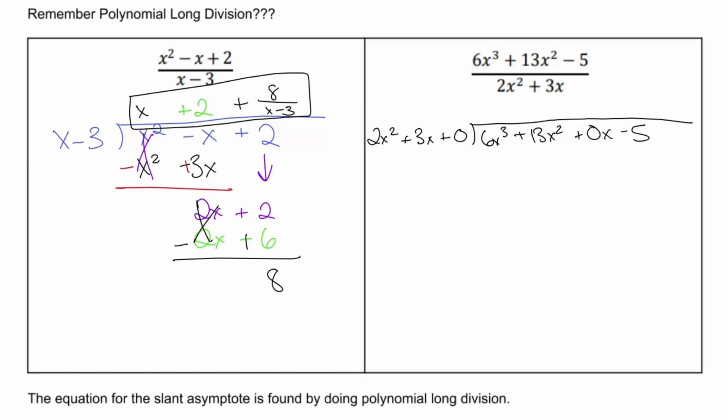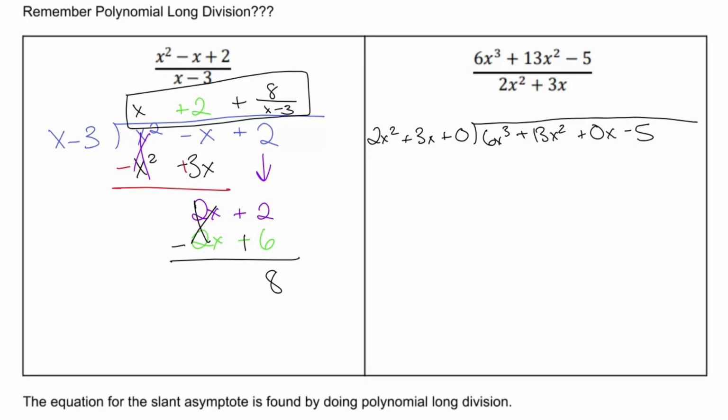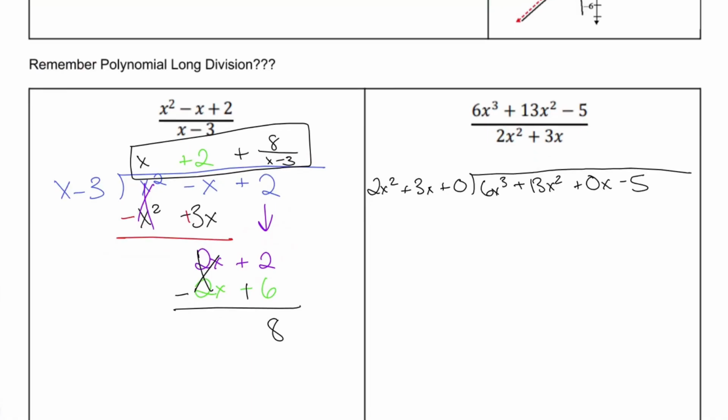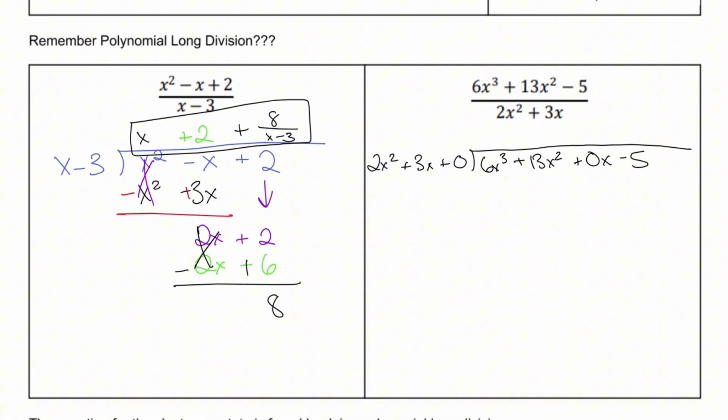So let's do this process again. 2x squared goes into 6x cubed. Let me see, 2 goes into 6. 2 times 3 is 6, and x squared times x is x cubed. Now take that 3x and multiply that to everything. Okay, 6x cubed plus 9x squared plus 0x.